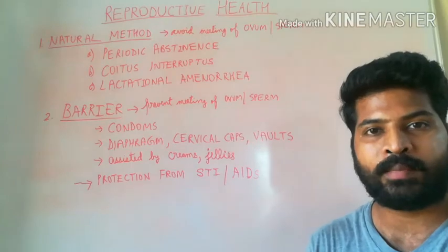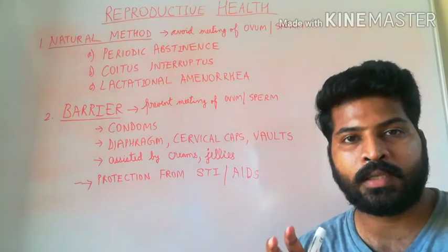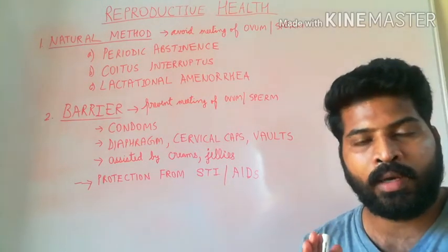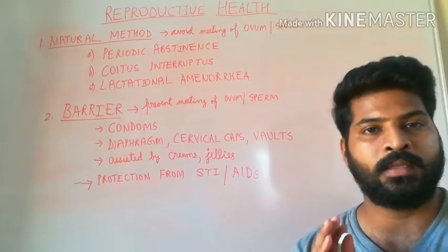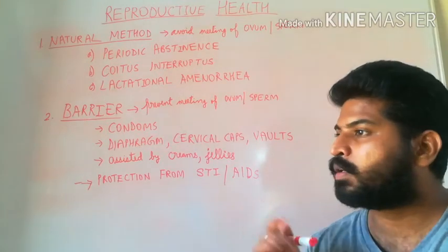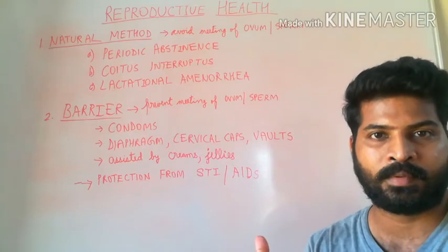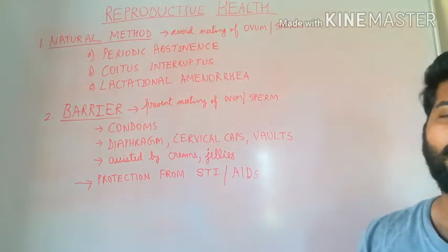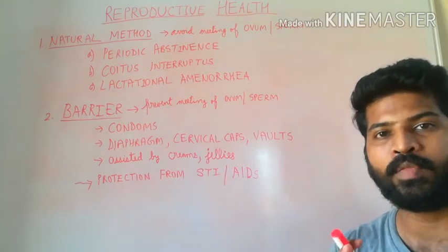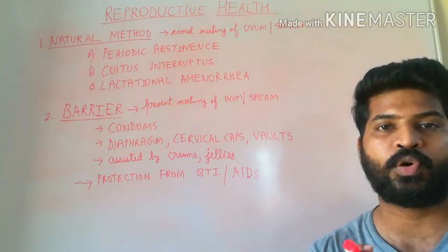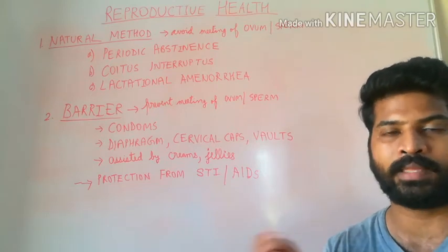The first contraceptive method is called the natural method or traditional method. The advantage of this method is that it has no side effects at all. This is because it does not use any tablets or any devices. So it is purely natural. What happens in the natural method is it will avoid the meeting of the ovum and the sperm, therefore preventing fertilization, hence preventing conception or pregnancy.